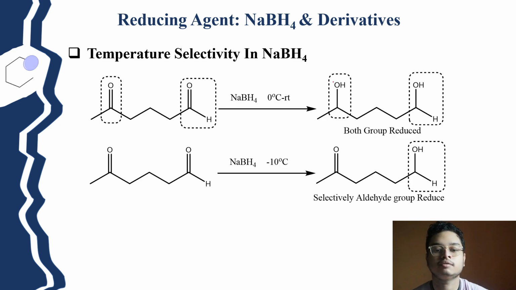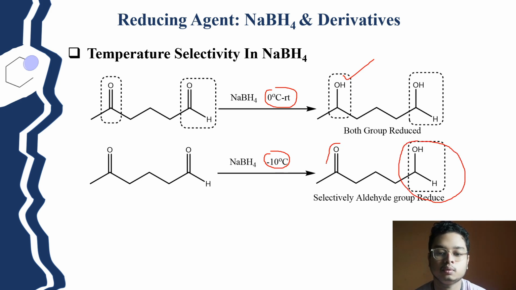So in case of 0 degree temperature or room temperature, with an adequate amount of NaBH4, both groups get reduced. Both the ketone and the aldehyde group get reduced to their corresponding alcohols. But if we do the same reaction at low temperature, only the aldehyde group is selectively reduced to the corresponding alcohol, and the ketone group stays intact.